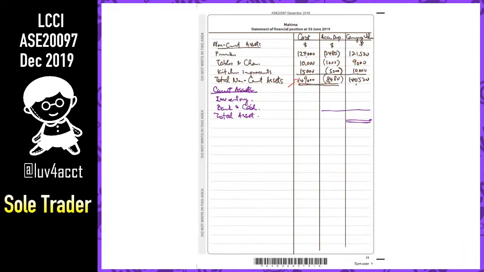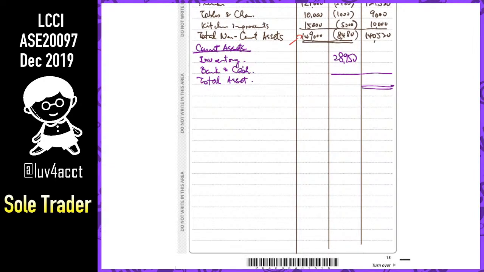28,950. Okay, so next we have equity. Opening equity, add profit for the year, less drawings. We have closing equity.